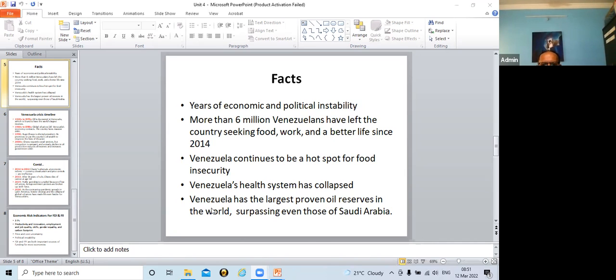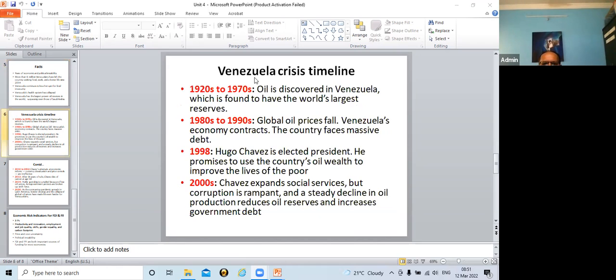Here in the last line I have mentioned, even Venezuela was number 1 as compared to Saudi Arabia in case of oil reserve. So that much prosperity they had. They were having that prosperity, but somehow they could not sustain it. So this is the chart of the Venezuela crisis timeline.